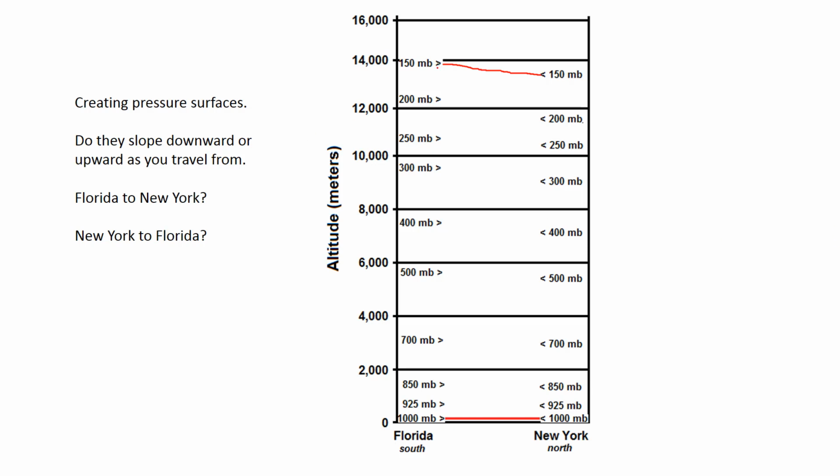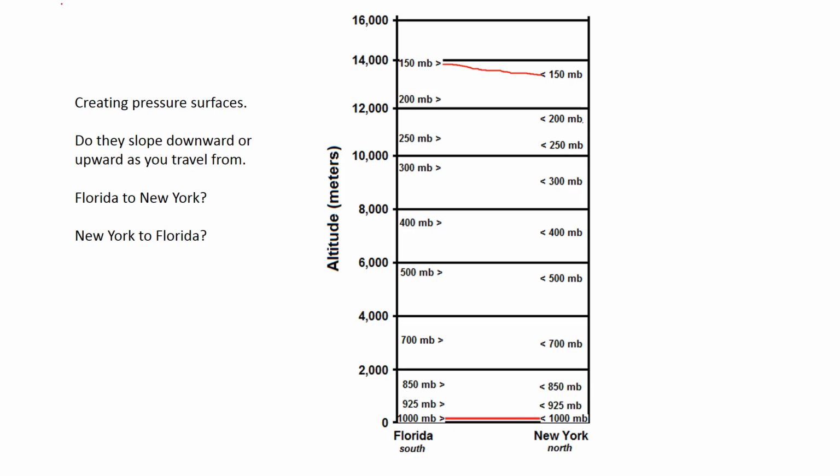If you travel from Florida to New York, you're sloping downward. If you travel from New York to Florida, you're sloping upward. And what's happening is if you stay on that constant pressure level, traveling from New York to Florida, your actual altitude is increasing. On the other hand, if you're traveling from Florida to New York, your actual altitude is decreasing.